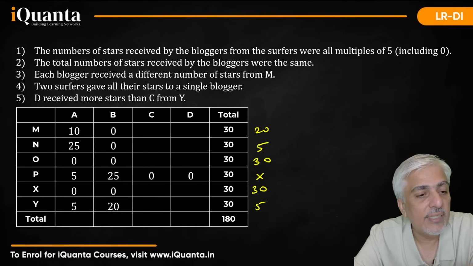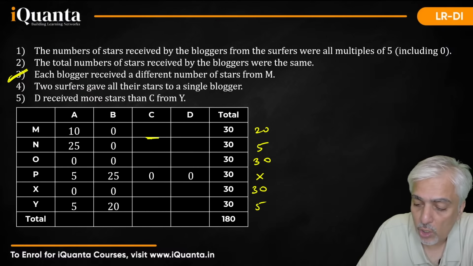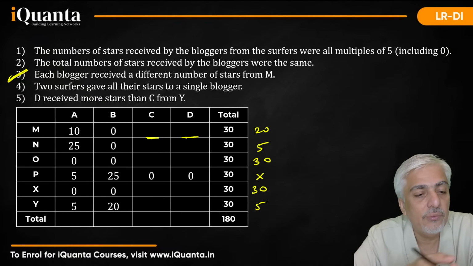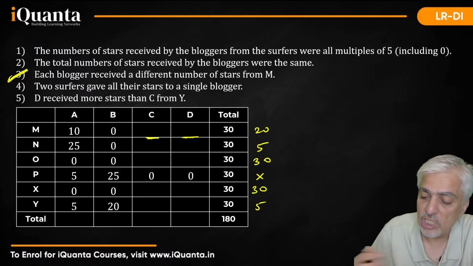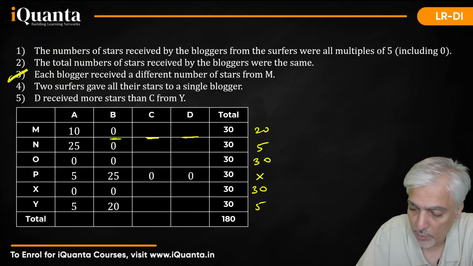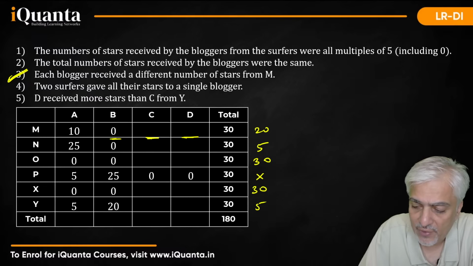Each blogger, now read M के बारे में. Each blogger received a different number of stars from M. Let's read point number 3. So, if they all receive different number of stars, what can I say about M right now? I have 20 more to give away, but I can't give 10, 10. So clearly it has to be 5 and 15, and nobody can get 0 also, because B has got 0. So this has to be 5 and 15 over here, but I don't know who gets 5, who gets 15. So I'll come to that later, but I'll just keep that 5 slash 15, 15 slash 5, like how we do during Sudoku.